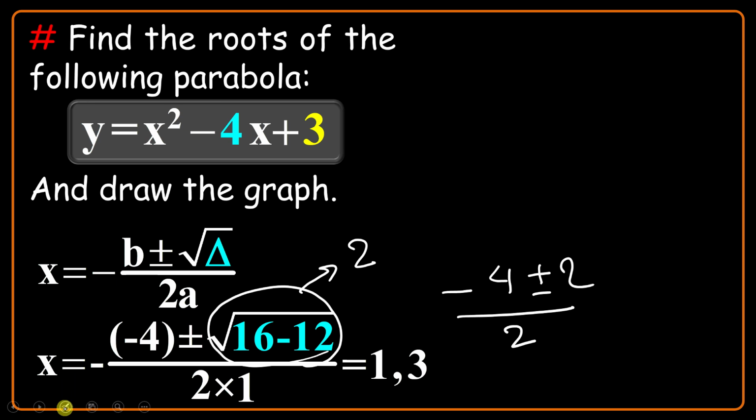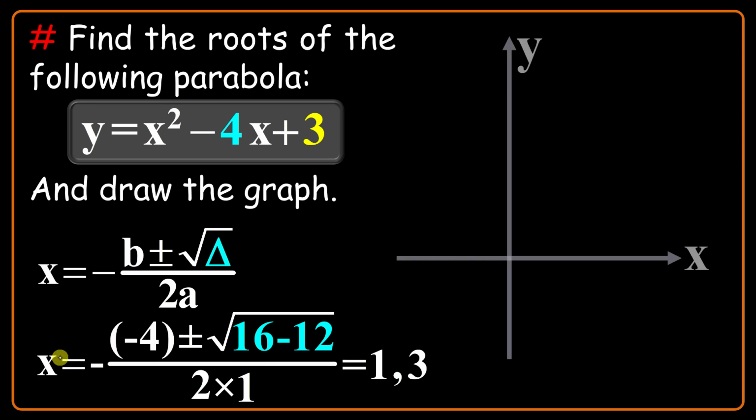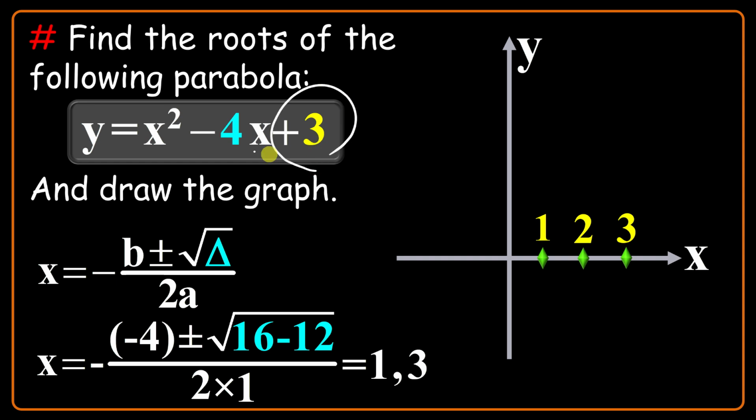We have two separate distinct roots. On the coordinate system, 1, 3, these are the roots where the parabola will cross the x-axis. Okay, how to draw the graph? Here, again, I start from the approach of CBA. Let's concentrate on C.